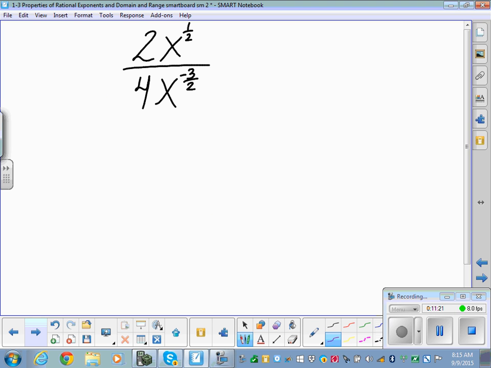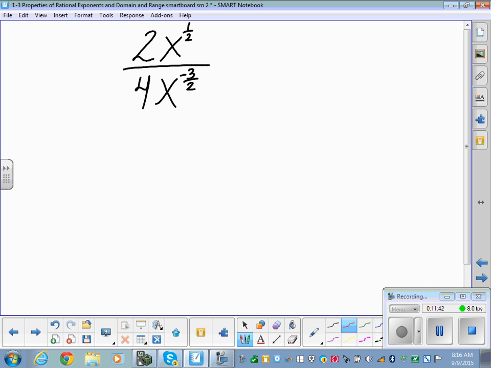Okay, so we have 2x to the 1/2 divided by 4x to the -3/2. Now once again, you can sing your song, when you multiply, you add. When you divide, then you subtract. And we know we always subtract the top from the bottom, but that doesn't work for numbers. Numbers, you're just going to divide. So we have 2/4. Be careful when you simplify that. What does that become?